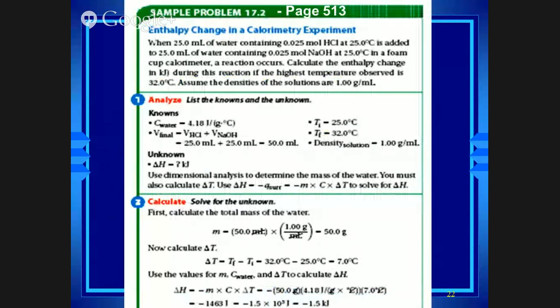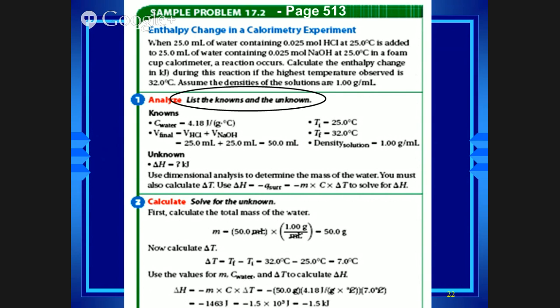Okay, here's a second problem that we're going to look at real quick. 25 milliliters of water containing 0.025 moles of hydrochloric acid at 25 degrees C is added to 25 milliliters of water containing 0.025 moles NaOH at 25 degrees C. In a foam cup calorimeter, a reaction occurs. Calculate the enthalpy change. That would also be calculate the heat in kilojoules during this reaction if the highest temperature observed is 32 degrees.